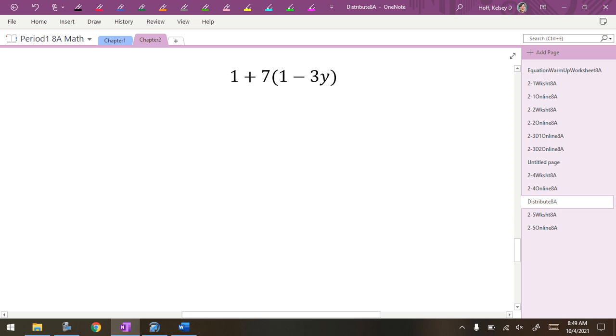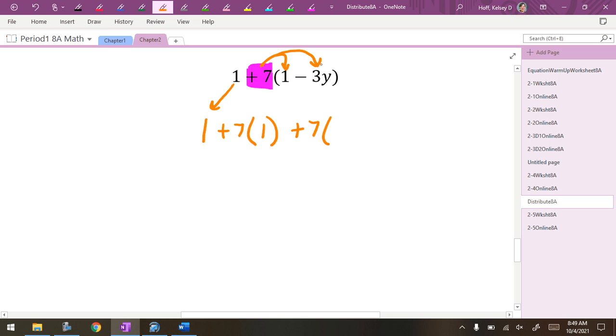Addie, what number am I distributing on this one? Positive 7. I like how you said that. Nicely done. Positive 7. So that 1 just needs to get dragged down. We can't forget him, but we're not going to use him right away. Okay? Addie, I'm sticking with you. A positive 7 times 1. A positive 7 times negative 3y. Nicely done. A positive 7 times 1 and a positive 7 times negative 3y.